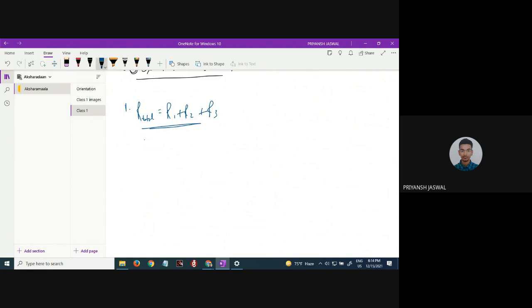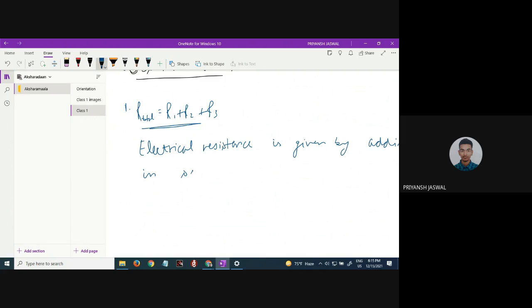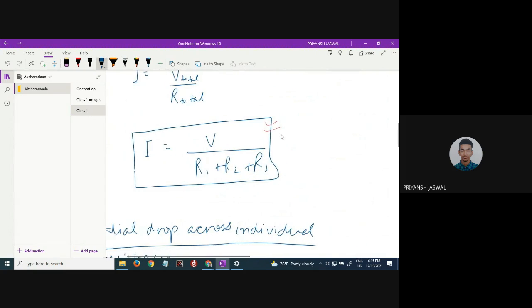What it means is, resistance, let me be more precise by saying electrical resistance, is given by the addition of, you can say, individual or each resistance in series combination. Okay. What is the second observation?